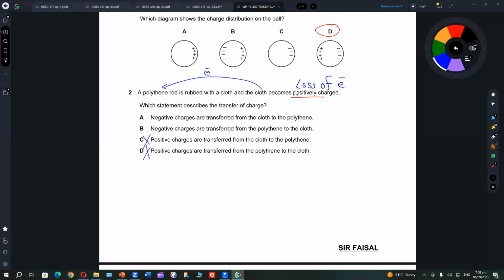Positive charges cannot transfer. In my notes, I had explained to you that only the electrons are transferable particles. So either it is A or B. I have made the diagram. Cloth is becoming positive, so cloth is losing electrons and the polythene rod is gaining electrons.